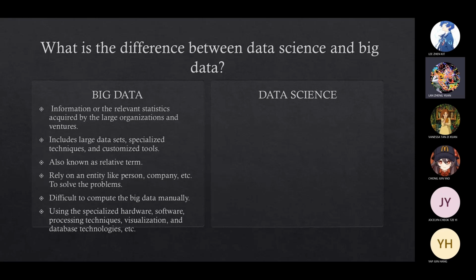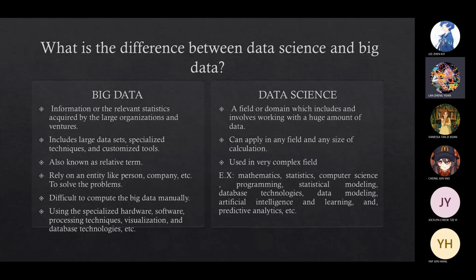So big data is just using specialized hardware, software, processing techniques, visualization, and database technologies. And then we look at data science and compare them together. Data science can be used in a field or domain which involves working with a huge amount of data. Data science can also be applied in any field, in any size of calculations.